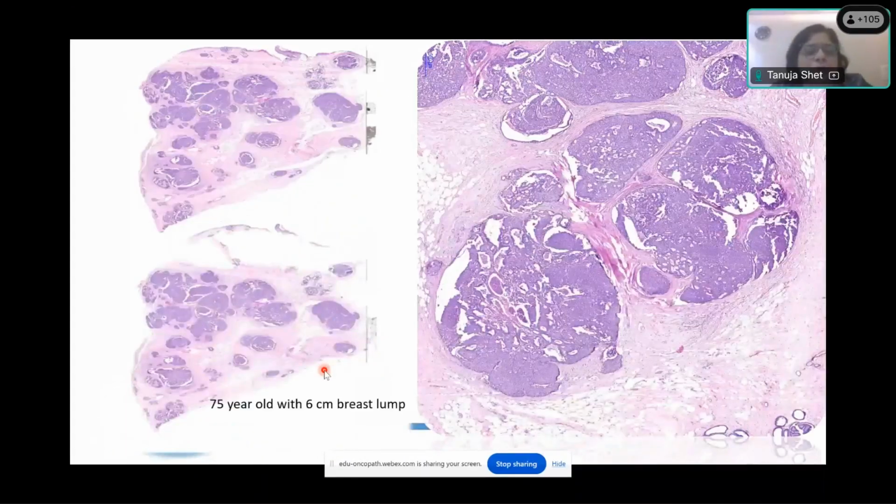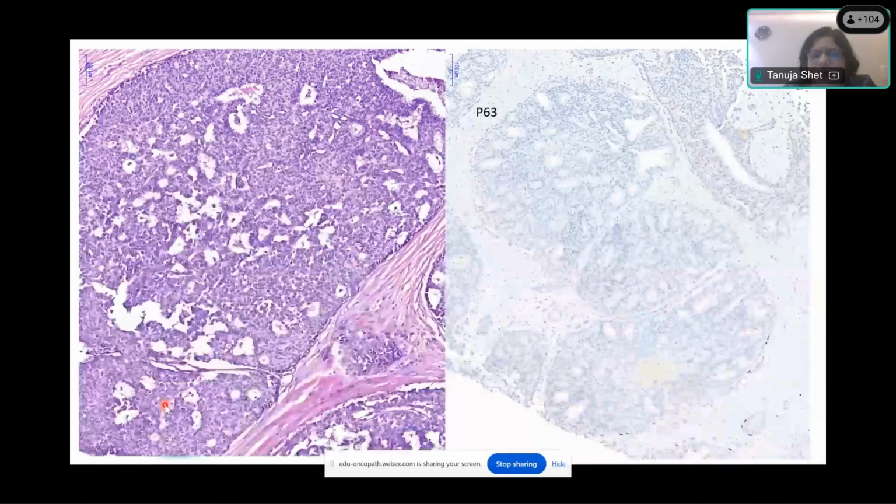Now, what does this look like? A 75-year-old with a 6 centimeter breast lump. Anybody? DCIS or invasive? Anybody? No? Okay. So it does look like DCIS, doesn't it? That means you didn't listen to my earlier lecture. Okay. So it looks like DCIS, but again, something funny, right?